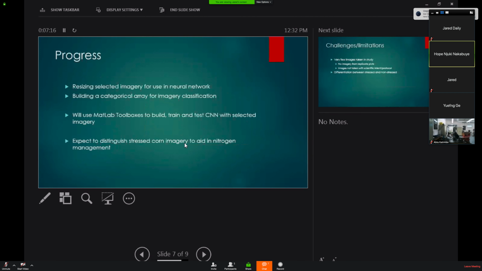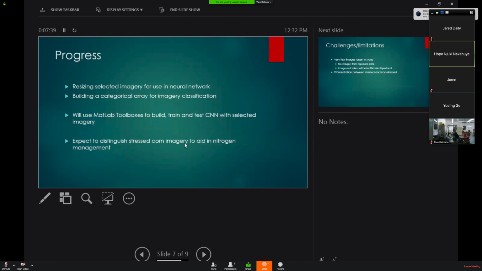Eventually, we would like to use MATLAB and the toolboxes to train and test a convolutional neural network with our images. And of course, our expectation is to be able to train this well enough to distinguish the stressed corn imagery, so we can use it to aid in nitrogen management.